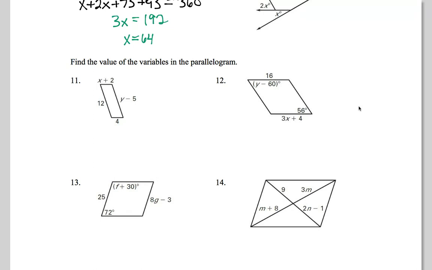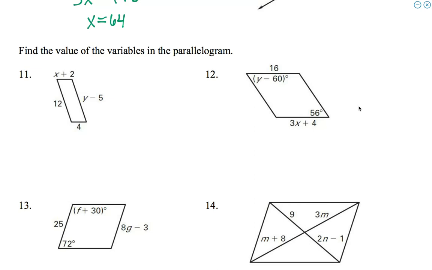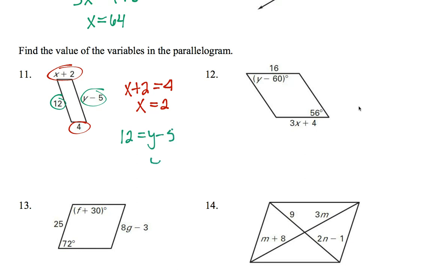All right, find the value of the variables in the parallelogram. So we have a parallelogram here. We know that the opposite sides are congruent. So x plus 2 is going to equal 4. So x equals 2. And we know that 12 is going to equal y minus 5. So y equals 17.